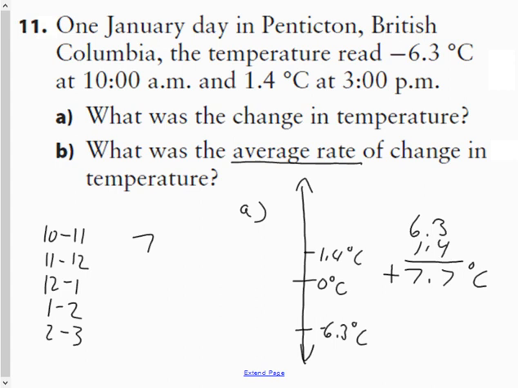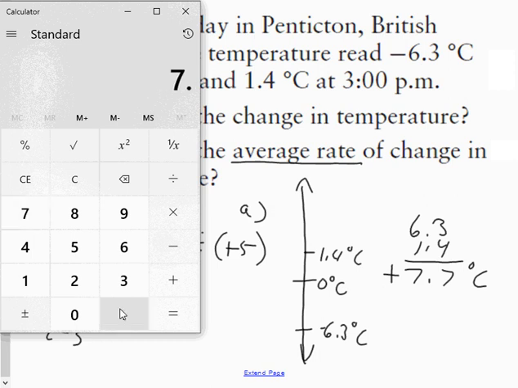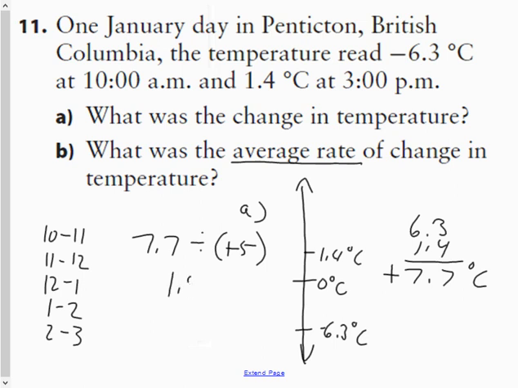So if I take the change in temperature, which was 7.7 degrees increase, and I divide it by the 5 hours that 7.7 degree change occurred in, grab my calculator, 7.7 degrees temperature change over 5 hours divided between the 5 hours is an average temperature of 1.54 degrees Celsius on average per hour. So the change in temperature over the course of 5 hours was 1.5 degrees Celsius.